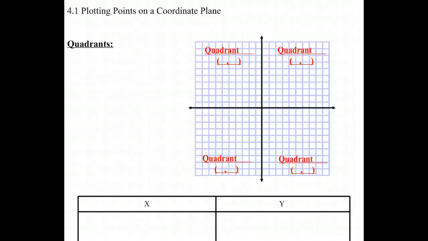We're going to be talking through section 4.1, plotting points on a coordinate plane. Before we actually get to plotting points, we're going to talk about some vocabulary. So we're going to start with the vocabulary term quadrant. A quadrant is one of 4 regions of a coordinate plane.